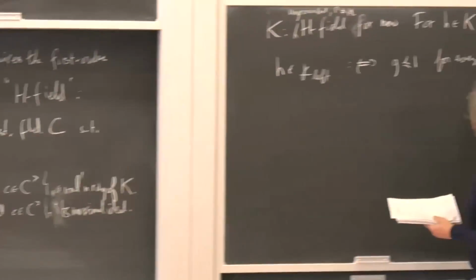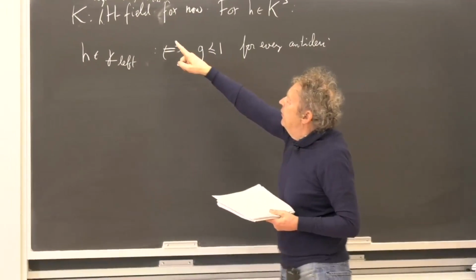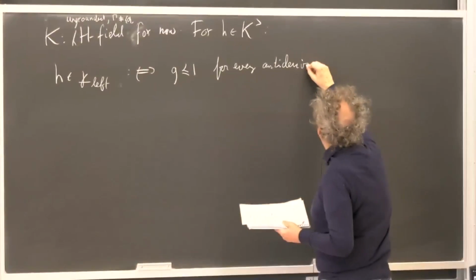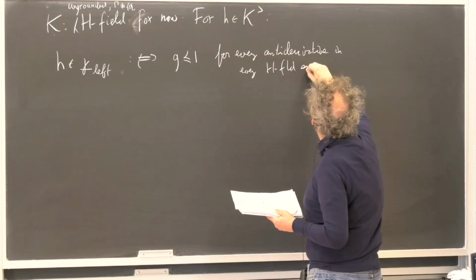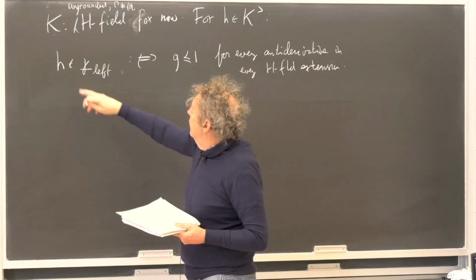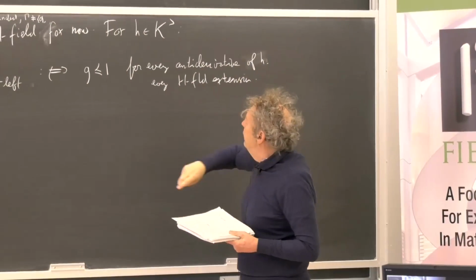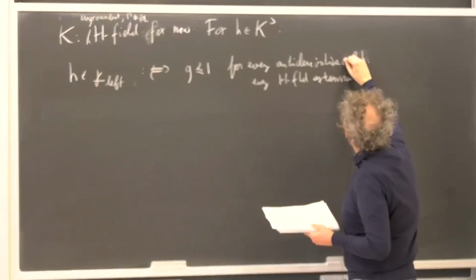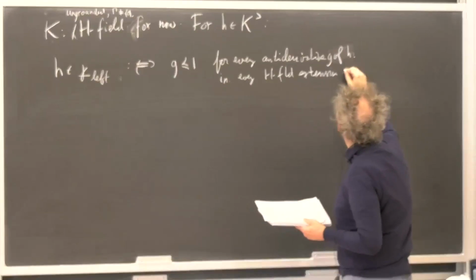For every antiderivative G in every H-field extension of K. You can think of G as an antiderivative of H. In other words, G prime equals H, G is the antiderivative of H, in every H-field extension of K.